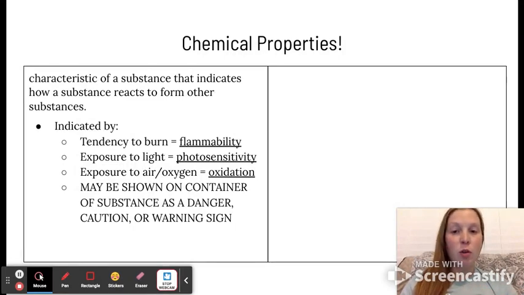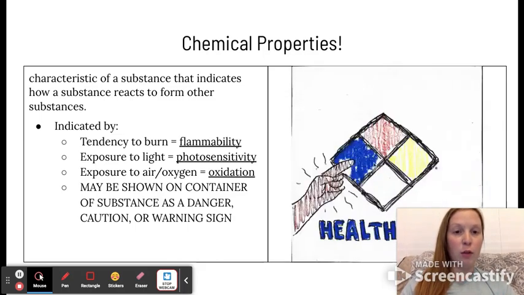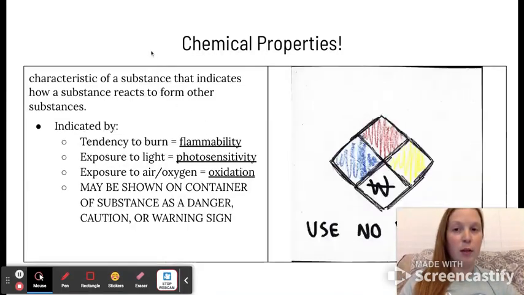This may be shown on the container as a danger or caution warning symbol, especially with flammability. Another one you could see is toxicity. Those kinds of things are chemical properties. So you'll look for these little symbols here on bottles.